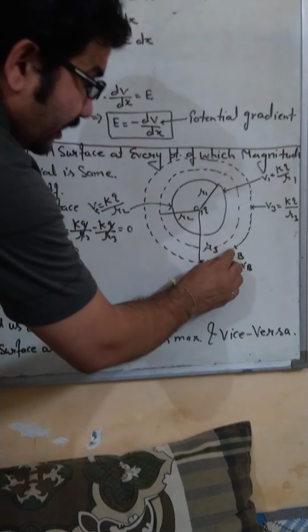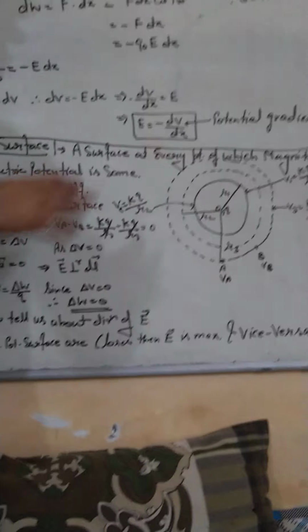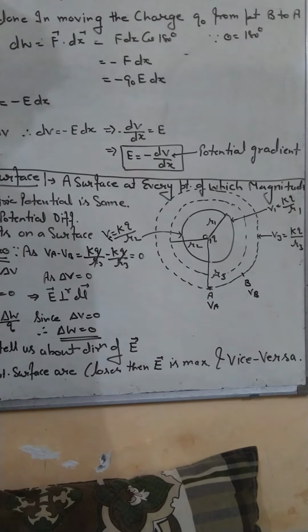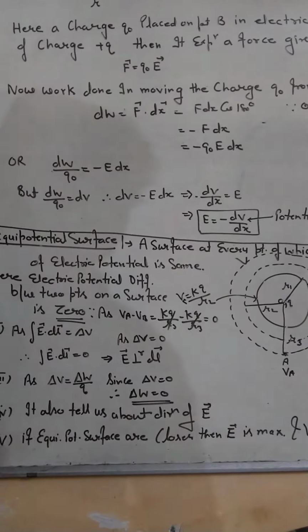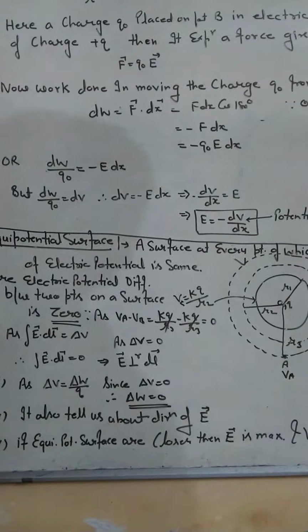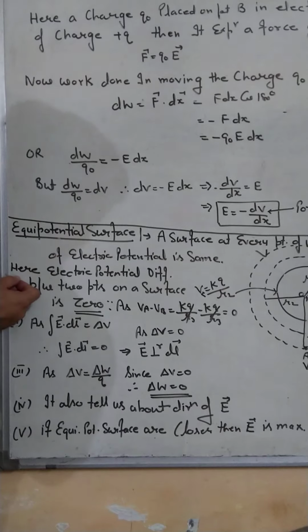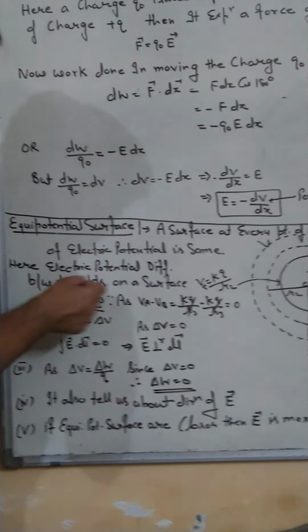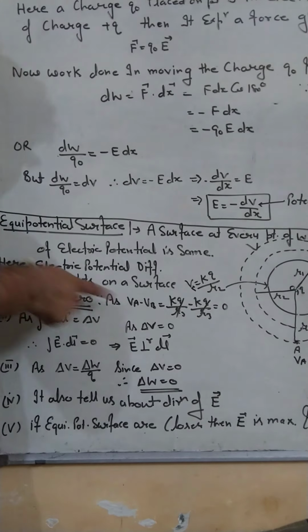surface, and similarly B के लिए भी यही रहेगा. दोनों को घटाएंगे तो चेंज इन पोटेंशियल कितना माना जाएगा? 0. तो ये बात क्लियर होगी. So it is clear that the equipotential surface is that surface at every point of which magnitude of electric potential is same. This is the definition, and that the figure by which we can understand equipotential surface.